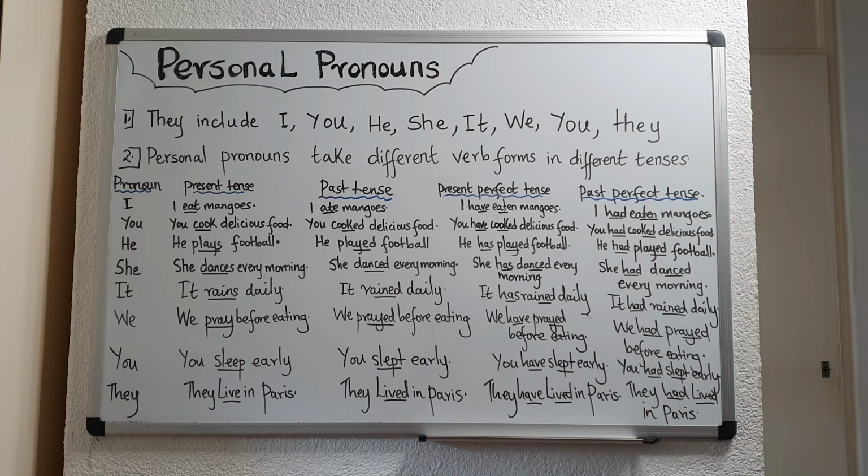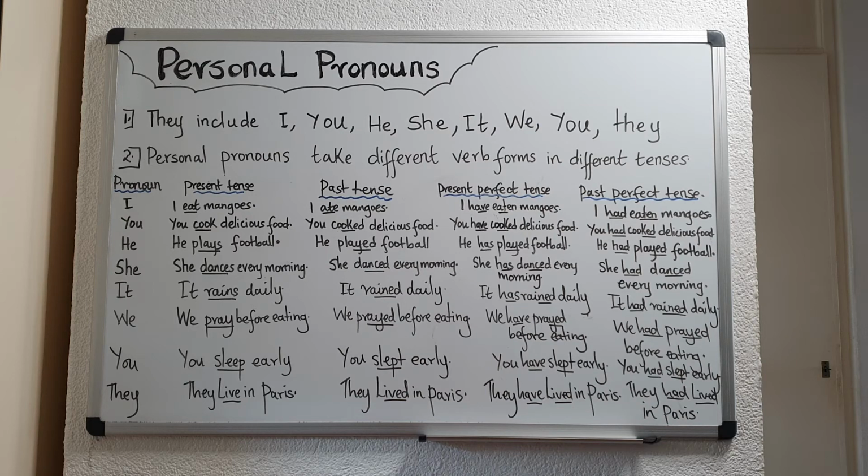In the past tense, it becomes she danced every morning. So this is pretty simple. You just add ed to the verb dance. Dance. You just add your d. And this is because dance is a regular verb. So yesterday, she danced.